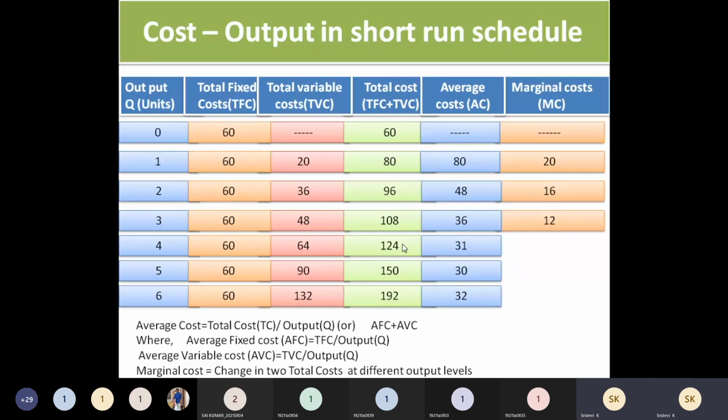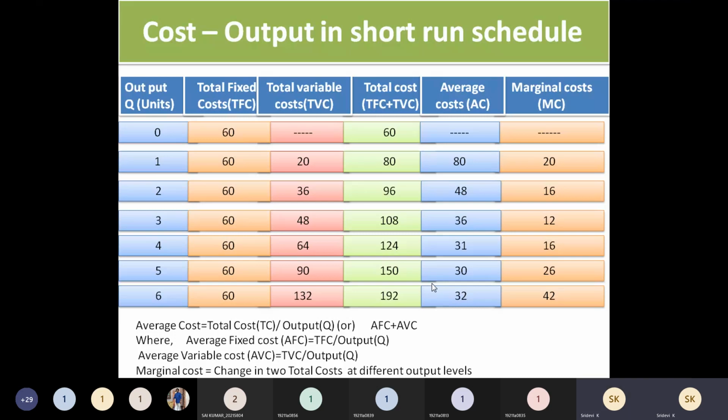It is the difference between two total costs. When you calculate that, you leave the previous output's total cost. So at 4 units, 124 total cost is there. Take the previous one, 124 minus 108, 16 is the marginal cost. And 150 minus 124, 26. 192 minus 150, 42. So like this, marginal cost will be behaving.